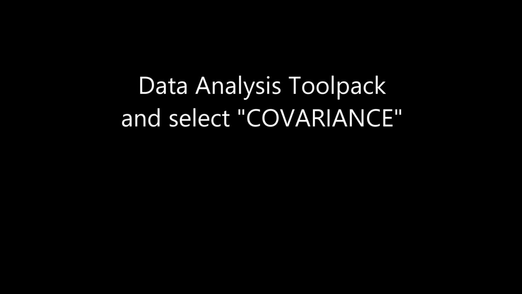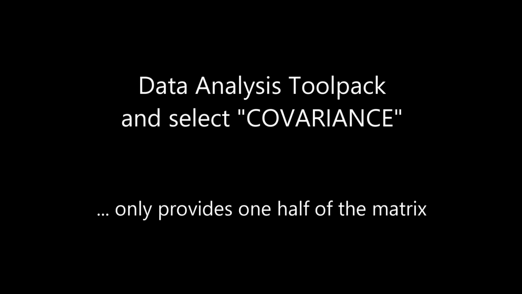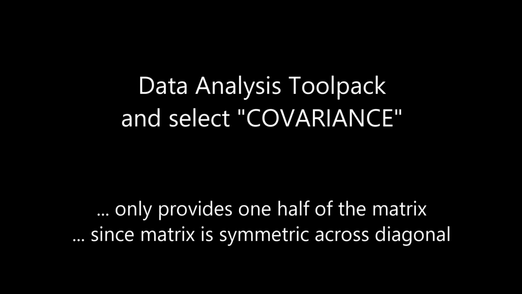Alternatively, one can use the data analysis toolpack of Excel to compute for the covariance matrix. However, it will only provide half of the matrix, which will have to be populated by just copy-pasting the transpose onto that matrix itself, as we have to note that the matrix is always symmetric relative to the diagonal, as long as we're talking about the variance-covariance matrix.